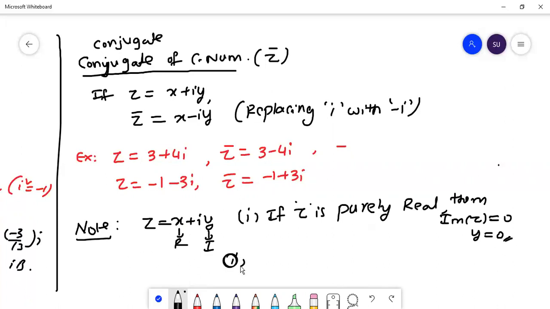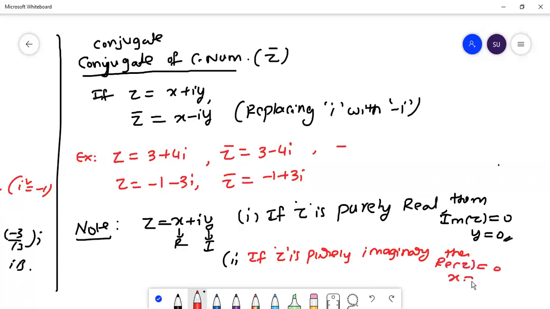Next, in the same way, if Z is purely imaginary, it means there is no real part. That means the real part of Z is equal to 0, that is, x is equal to 0. You just have to remember these points, because in some problems we will use these concepts. So please don't forget.